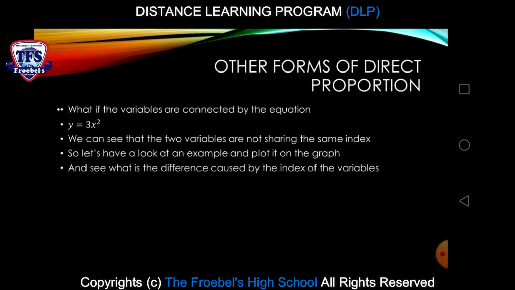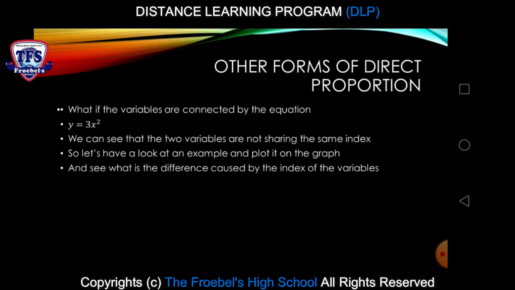So the first difference over here is that the two variables that are in direct relationship with each other are not sharing the same index with each of them. So let's have a look at an example and plot it on the graph and see what is the difference caused by the index of the variables.